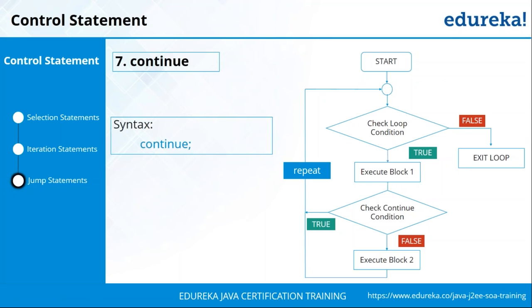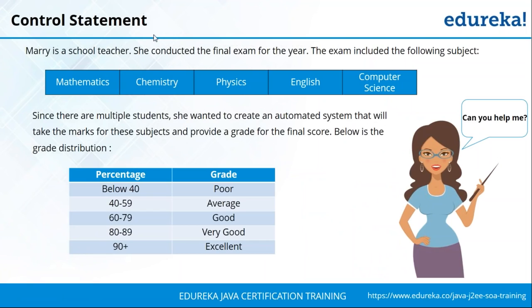Now to give you a better understanding of how the loops work, let's look at a use case here. Mary is a school teacher. She's conducted final year exams for her students for 5 different subjects. As there are multiple students, she wants to create an automated system that will take the marks of each of the students, calculate the final score, and then give a grade distribution for these students.